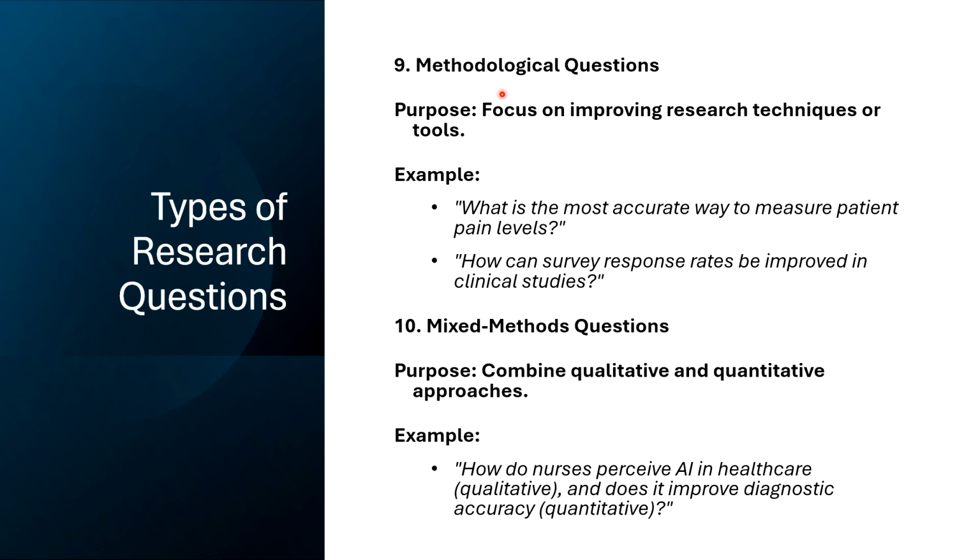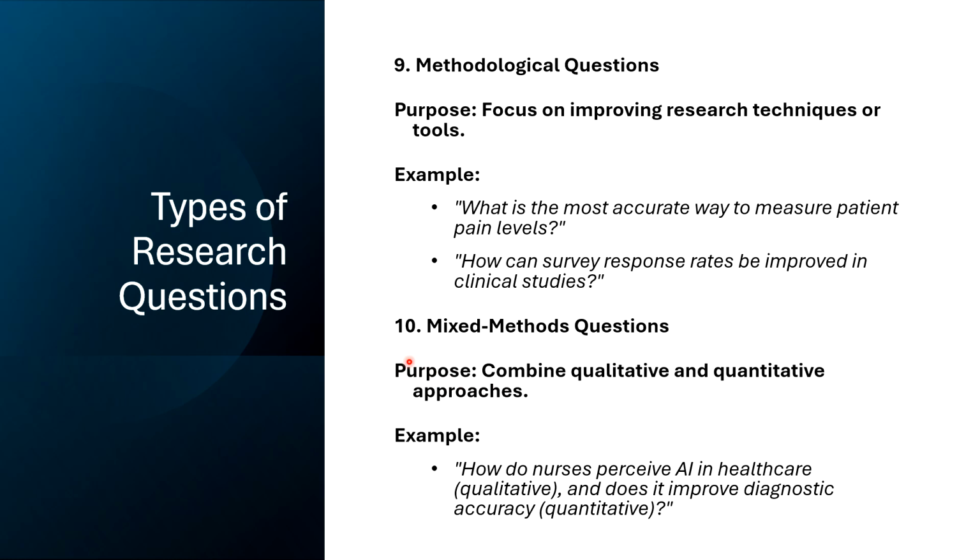We have methodological questions. The focus is on improving research techniques or tools. For example, what is the most accurate way to measure patient pain levels? So we are actually identifying the method to measure patient pain levels. We can have more than one available in the market or in the literature, and out of which one is the most accurate. So this is a methodological question. How can survey response rates be improved in clinical study? So this is, again, we are improving our survey response methodology.